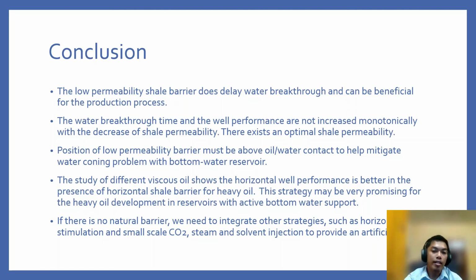So there exists an optimal shale permeability, meaning there is a sweet spot for the shale permeability and also an optimal shale width and length. It will also help to drill the horizontal well aligned with the shale orientation to provide the best barrier orientation. Third, the position of the low permeability barrier must be above the water contact to help mitigate the water coning problem with bottom water reservoirs. And the barrier must not be too close to the horizontal well.